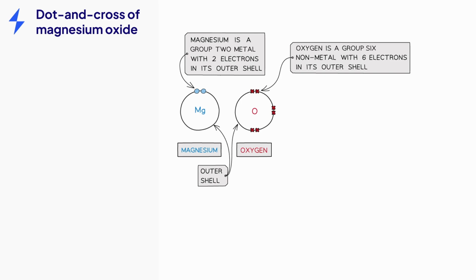Magnesium oxide is formed from magnesium, which has 2 electrons in its outer shell, and oxygen, which has 6 electrons in its outer shell. Remember when drawing dot and cross diagrams, we only need to show the outer electrons, unless told otherwise. Magnesium will lose both outer electrons, and oxygen will gain both of these electrons.